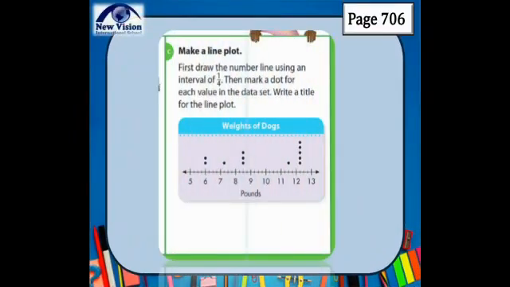Next, we're going to make a line plot. I showed it earlier. First, you're going to draw a number line using an interval. It depends on the given numbers. And then you're going to mark a dot for each value in the data set. And then don't forget to write a title for your line plot.